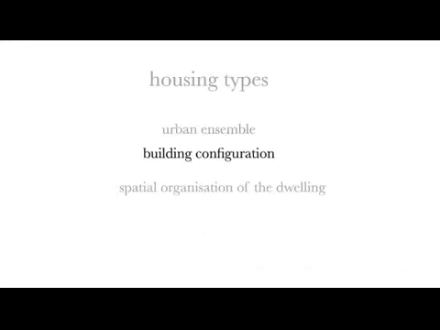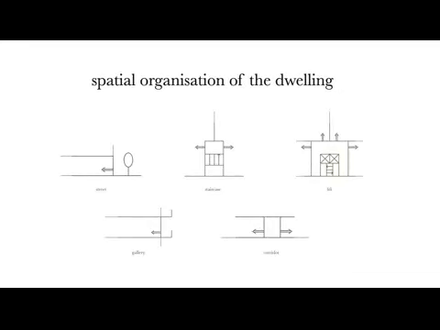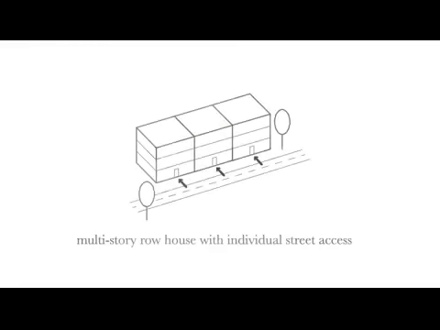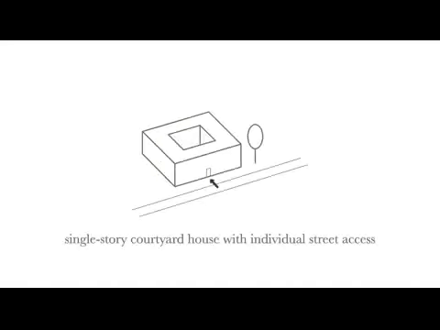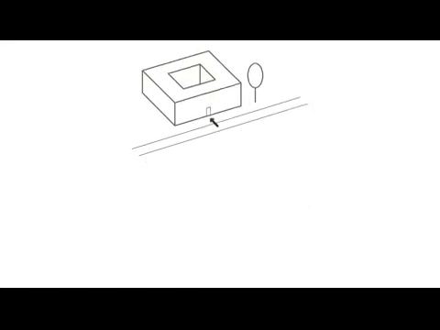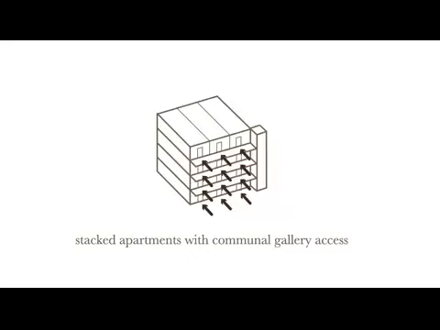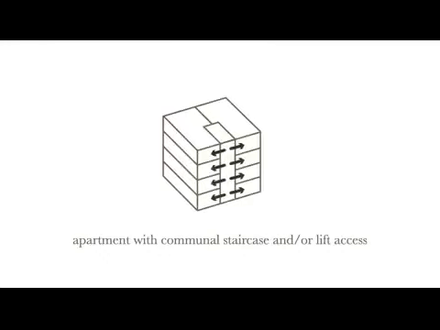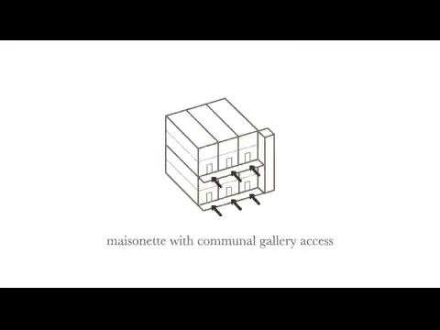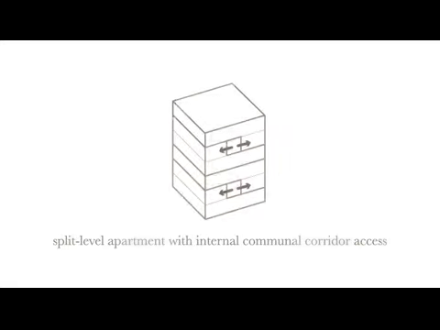Finally, there are several ways to systematize the distinct types concerning the spatial organization of the dwelling. In this module, we will define the different dwelling types according to their layout, structural configuration, and access system. These three criteria can generate a vast number of combinations. Some of the most common types are the multi-story row house with individual street access, the single-story courtyard house with individual street access, the stacked apartment with communal gallery access, the apartment with communal staircase and/or lift access, the maisonette with communal gallery access, or the split-level apartment with internal communal corridor access.